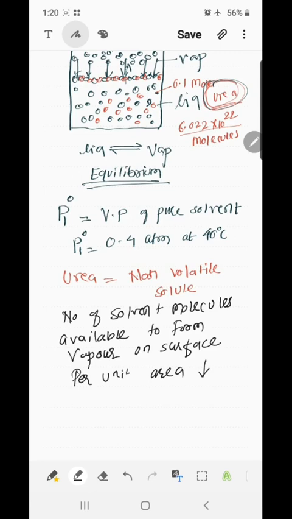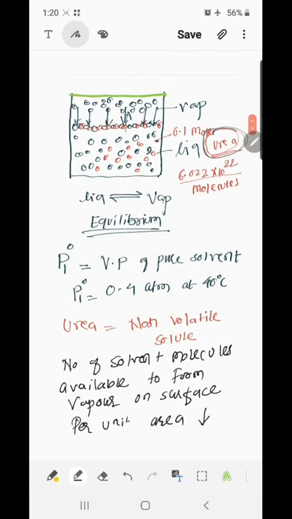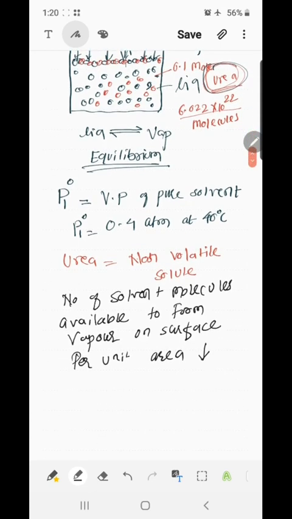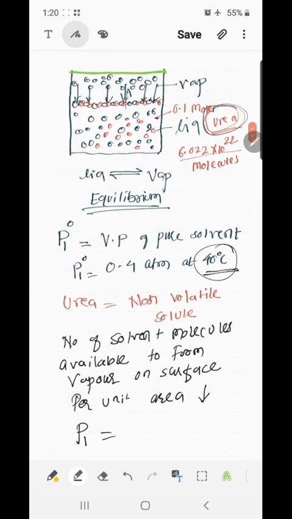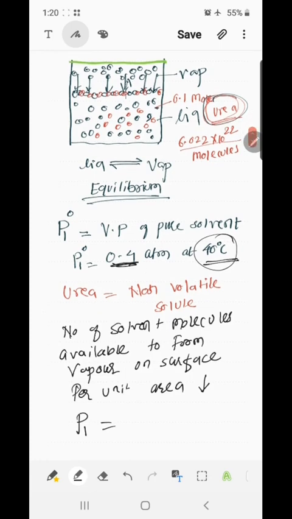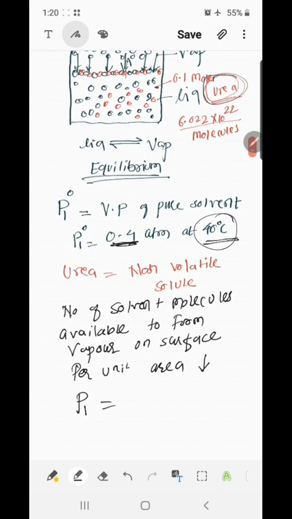So class, because of that the amount of vapor formed will be less on the surface, and since the amount of vapor formed is less at the same temperature, that is 40 degrees Celsius, the vapor pressure will decrease. So now the vapor pressure of the solution is called P1. Now vapor pressure is not the same after adding urea. When water was pure, vapor pressure was 0.4. After adding 0.1 mole urea, the vapor pressure has decreased. Now say that vapor pressure is P1.